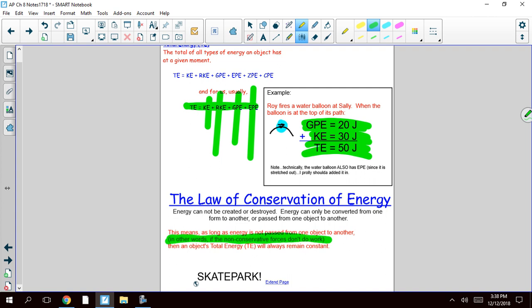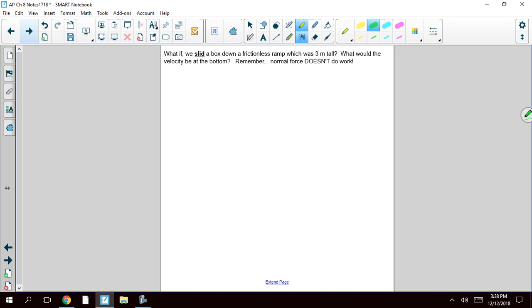Okay? Skate park, I showed you guys this last year in honors. I'm not going to do that again. All right, so two examples. The first one is simple, just a quick refresher in how you solve these problems. And then the next one is the real deal.